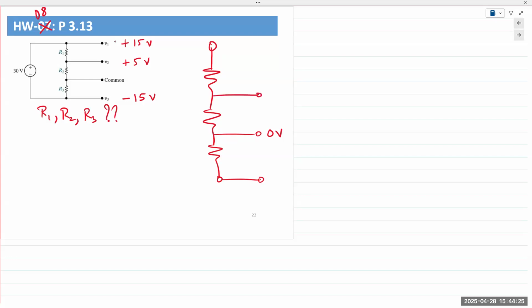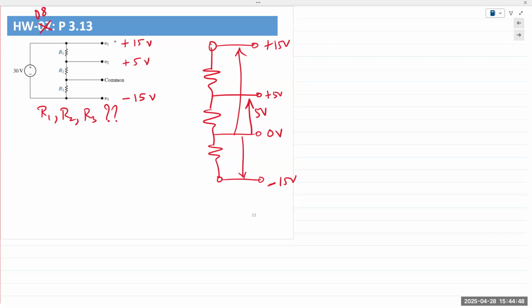So this is 0 volts. This is plus 5 volts, meaning this is 5 volts above 0. And this is 15. So it's 15 volts above 0. And this is minus 15. So 15 volts below 0. That's all it means. It doesn't mean anything else.